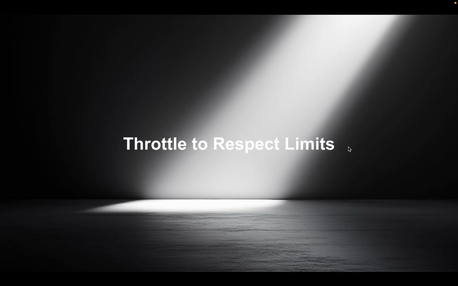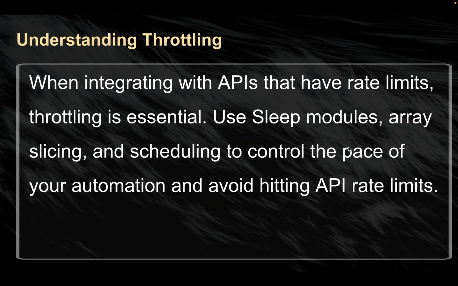Throttle to respect limits. Understanding throttling. When integrating with APIs that have rate limits, throttling is essential. Use sleep modules, array slicing, and scheduling to control the pace of your automation and avoid hitting API rate limits.